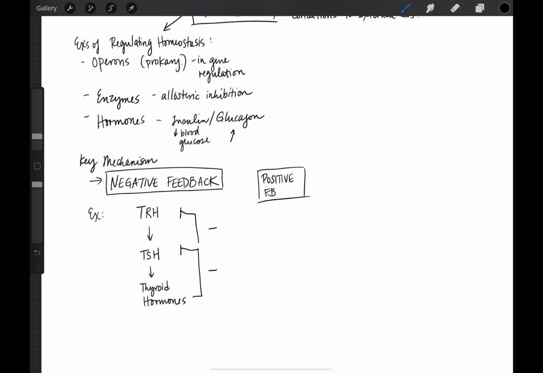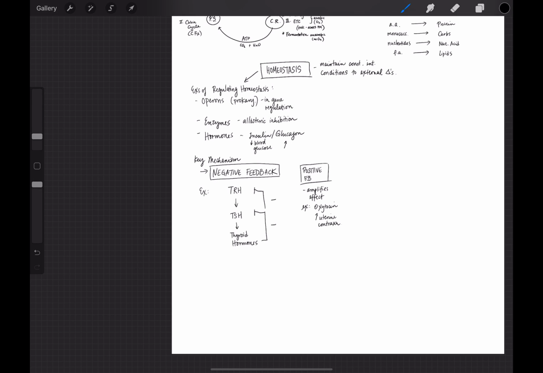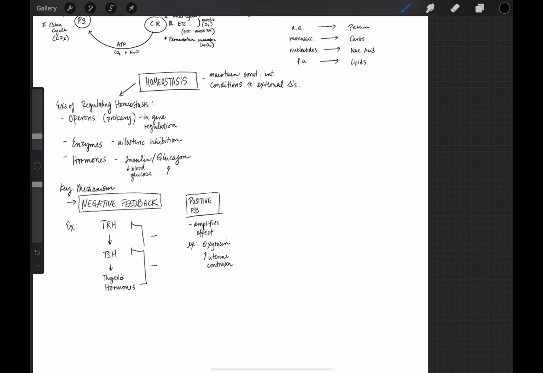Okay, positive feedback has the opposite effect. Instead of dulling the effect, it amplifies the effect. And our most popular example is that of oxytocin, a hormone produced by the hypothalamus and then secreted by the posterior pituitary. And it actually is stimulated with the stretching of the uterus, causing the posterior pituitary to continue to produce increased levels of oxytocin, leading to increased uterine contractions during labor.